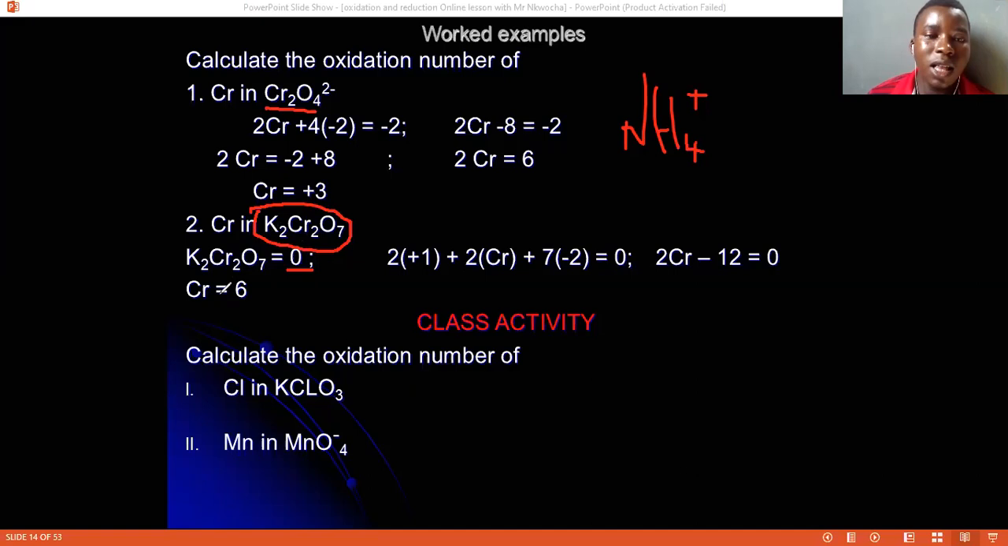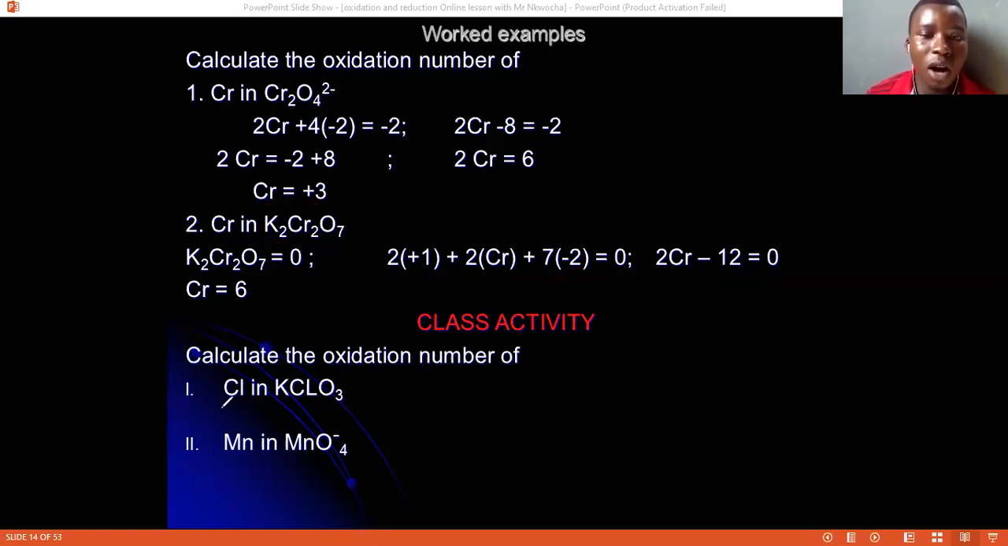So you can see here that by the time we finish solving it, potassium usually has plus one. Chromium, we don't know. Oxygen is usually minus two. And at the end of the day, we get that chromium here is plus six. Please take note that it has to be plus six. I'll send the note to you all at the end of this lesson on the WhatsApp group. Very important that you take note of that.